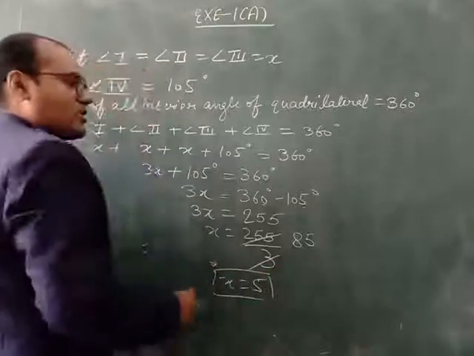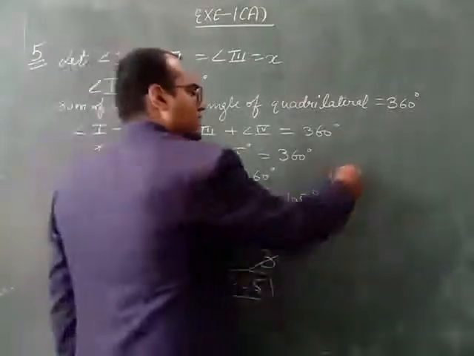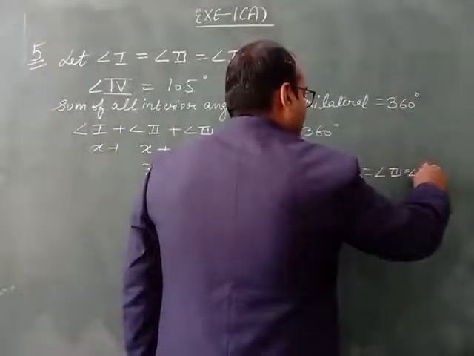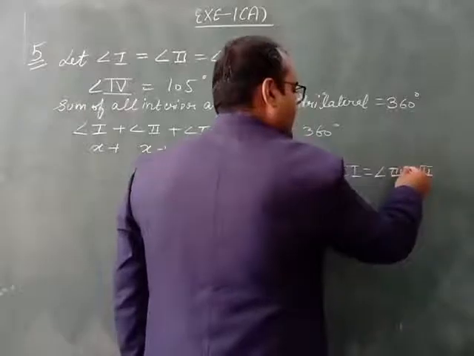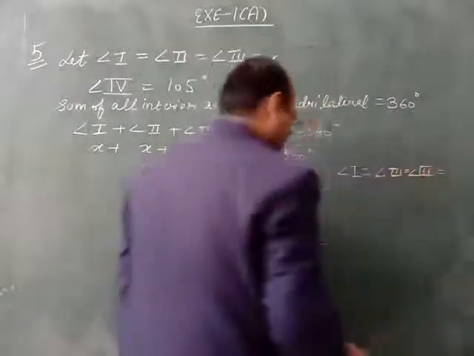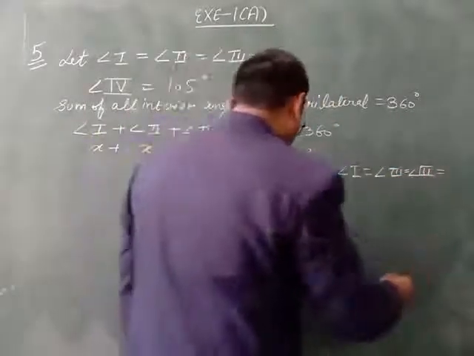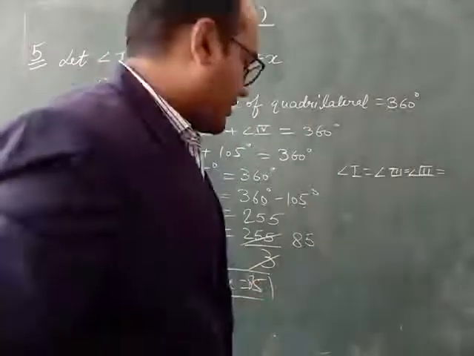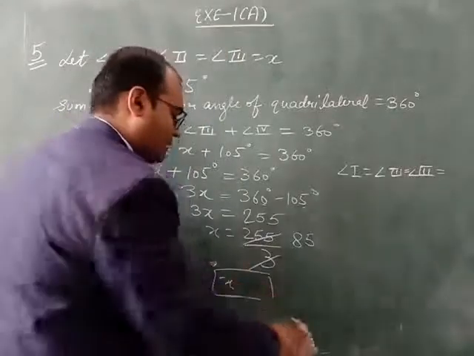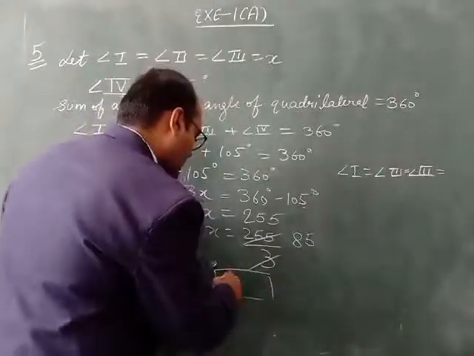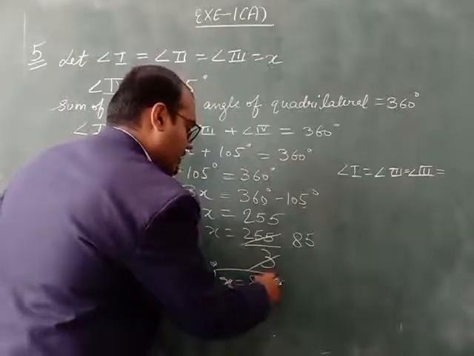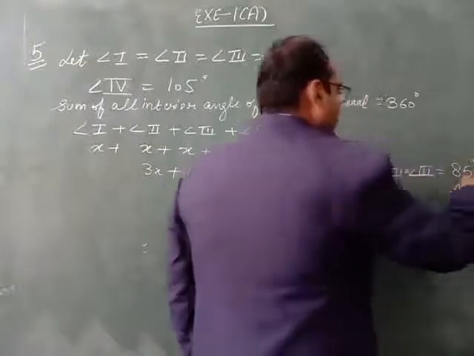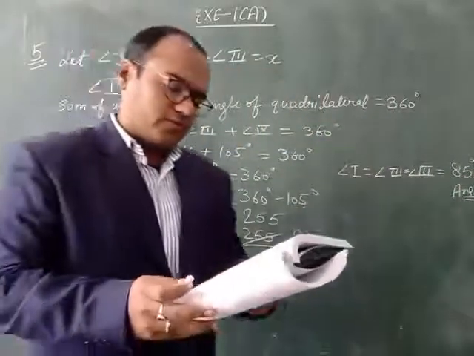That means all the equal angles, that means angle first, angle second, and angle third, all these 3 equal angles are 85. Sorry, here the value of x is 85. So all the equal angles are 85 degree each. So this is your final answer of question number 5.